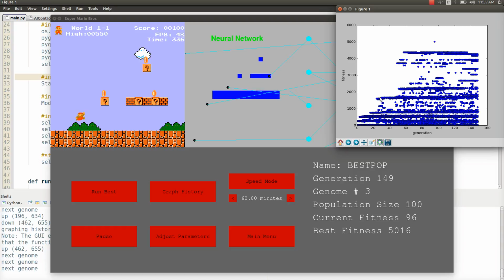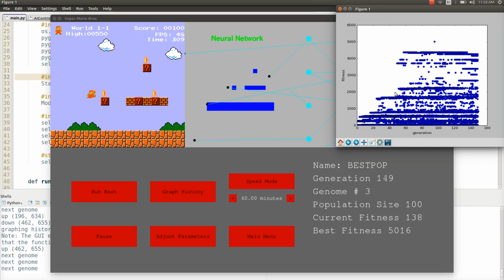You'll also notice that there are certain points in the level where the population could not get past for a number of generations, but eventually it does overcome and move on.